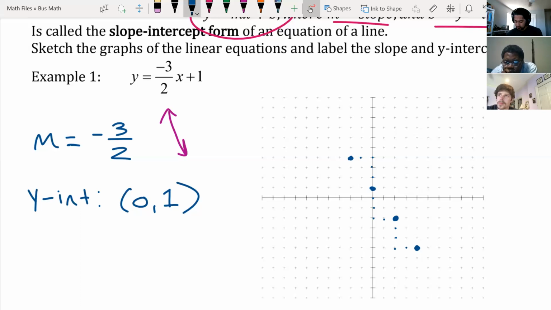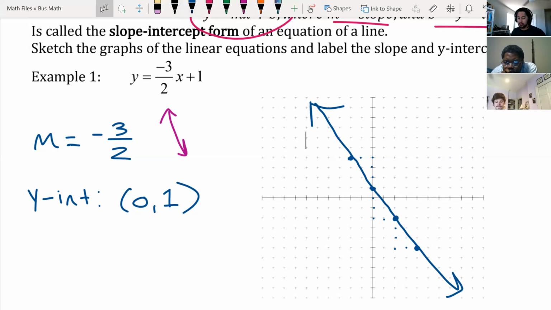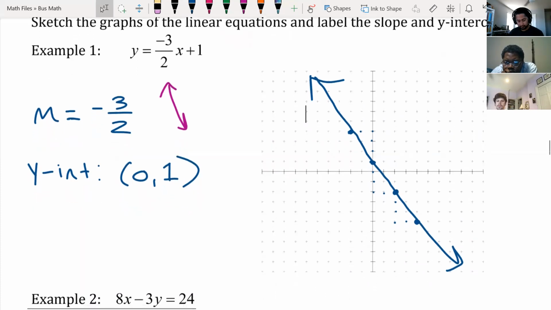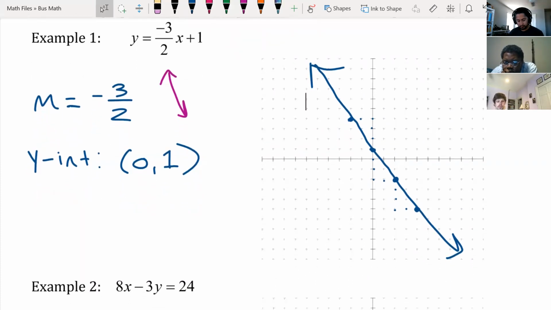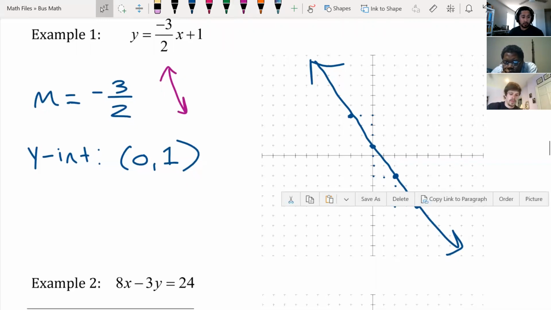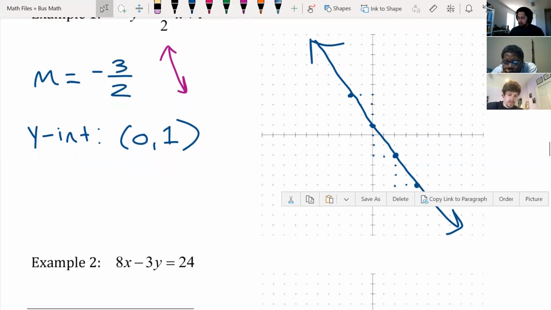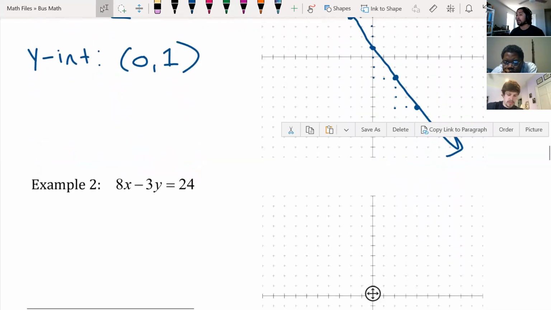So I'll just be as straight as possible on here. And there's my graph. And that is by using the slope intercept form. All right. Any questions on that one? Okay, let's move on to the next then.